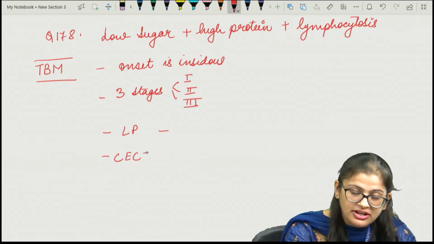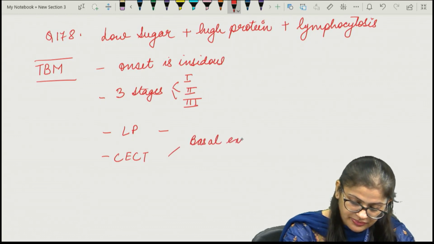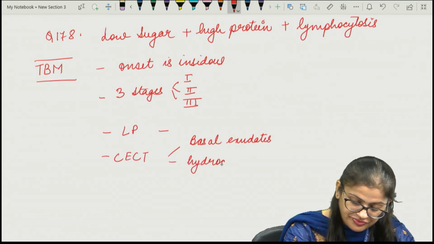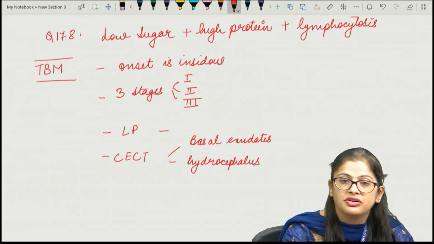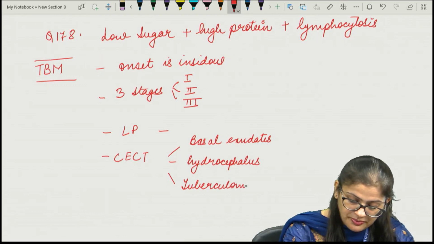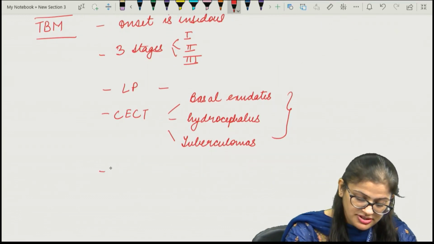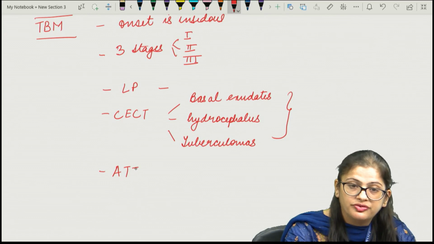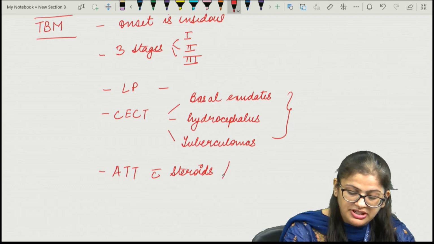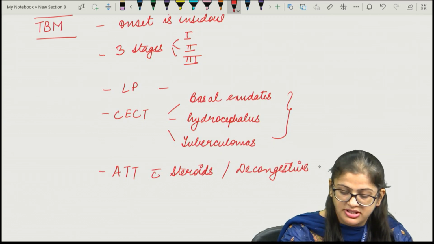If you do a CT scan of a patient with tubercular meningitis, you can find basal exudates, you can find hydrocephalus, that is increased intracranial pressure, and you may also find tuberculomas. These are the characteristic imaging findings in tubercular meningitis. Treatment involves administration of anti-tubercular drugs along with steroids and decongestive measures to decrease the intracranial pressure if there is evidence of raised ICT.